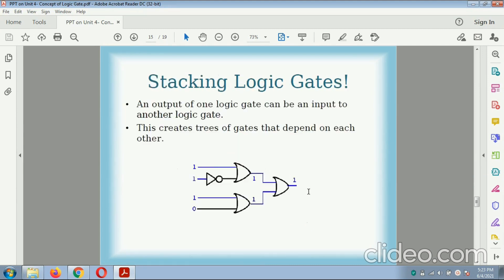Stacking the logic gates. The output of one logic gate can be an input to another logic gate. These create a tree of gates that depend on each other. So this is the system. The NOT gate can be connected to the OR gate. The NOT gate has an input 1 and output 1. The OR gate has 2 inputs, that is 1 and 1, and its output is 1. The AND gate has input 1 and input 2, that is 0. So this will get 1 and it can be connected to the NOR gate, that is 1.